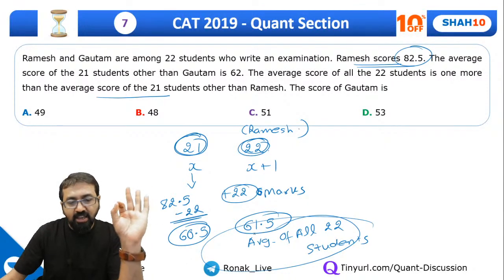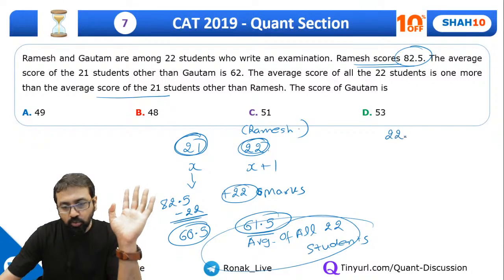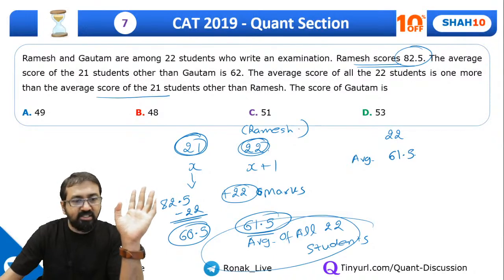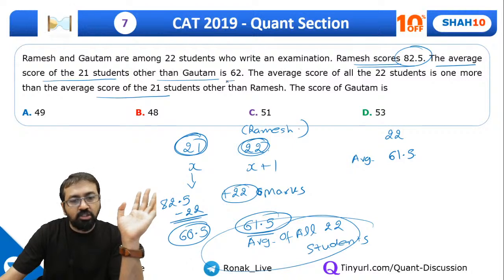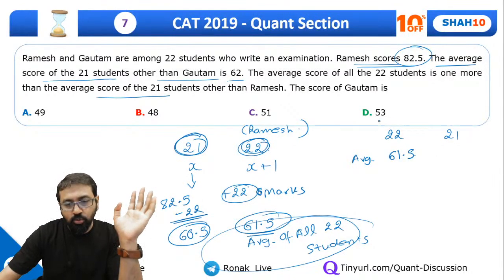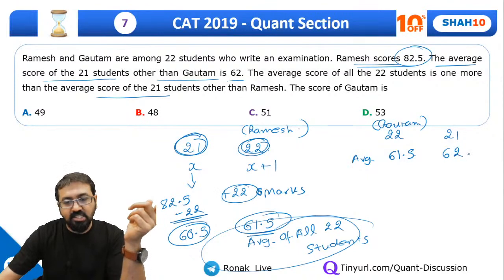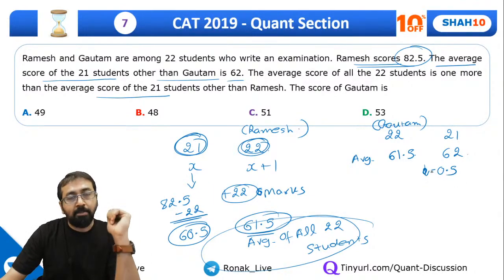Right. So now we have got the 61.5 as the average of all the students. So let me just write down 22 students, average is 61.5. Now read this line. The average score of 21 students other than Gautam is 62. The 22 includes Gautam. So when we include Gautam's score, it's 61.5, but without Gautam's score, the average was 62. So can I say when we include Gautam's score, the average is going down by 0.5? The average is dropping by 0.5.